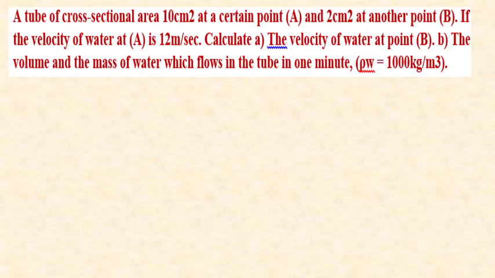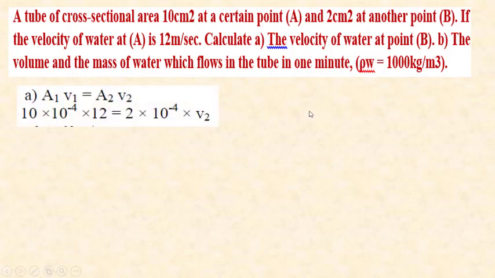A tube has cross-sectional area 10 square centimeters at a certain point A, and another tube has 2 square centimeters at another point B. If the velocity of water at A is 12 meters per second, calculate the velocity of water at point B, and also calculate the mass of water which flows in the tube in 1 minute, knowing that the density of water is 1000 kilograms per cubic meter.